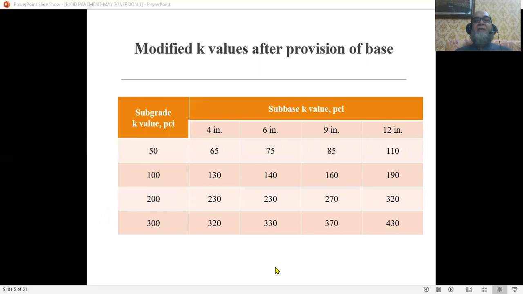Now once you get the subgrade value in a rigid pavement, you can modify it for a subbase. So if you have a 4-inch subbase and a K value of 50, then you can use 65 as an input for the modulus of subgrade reaction. Actually this 4-inch, 6-inch, 9-inch and 12-inch of base provide improved support to the subgrade. So on and so forth. From this you can also say that you can provide a maximum of 12-inch subbase in a rigid pavement.